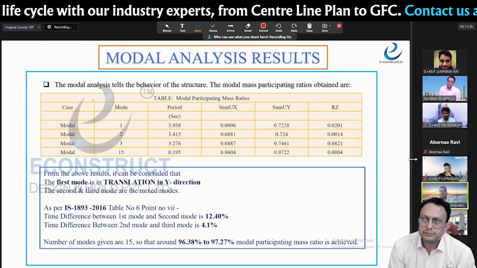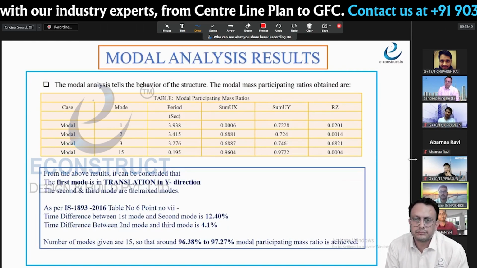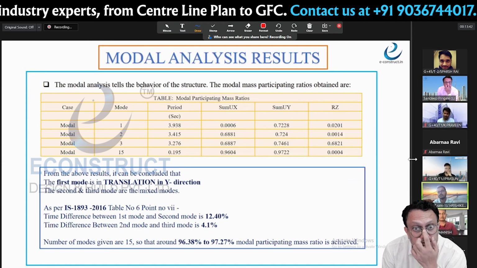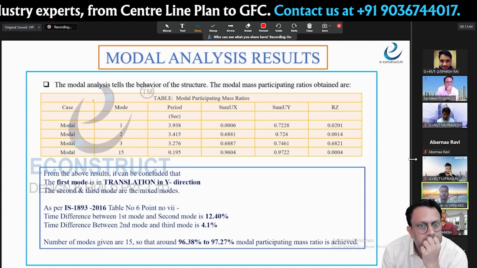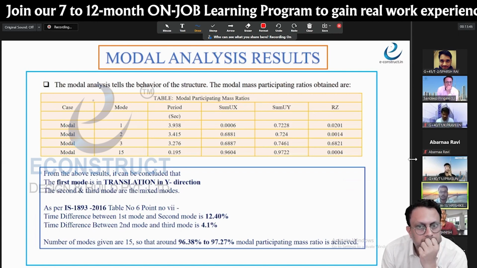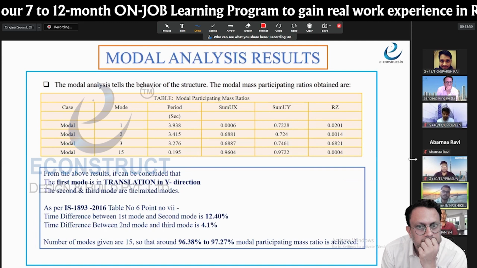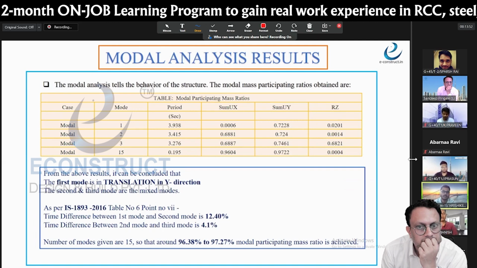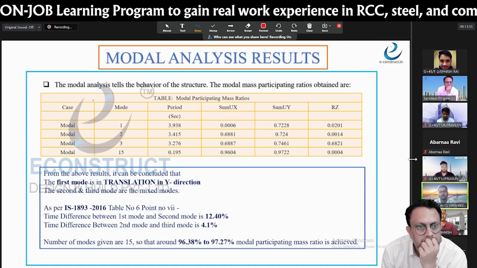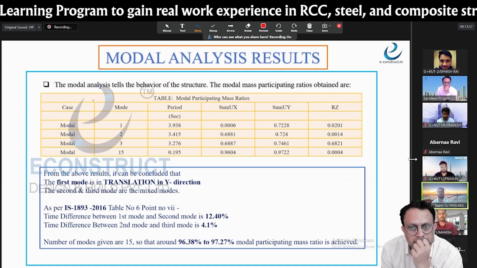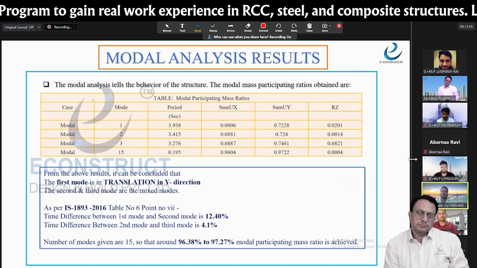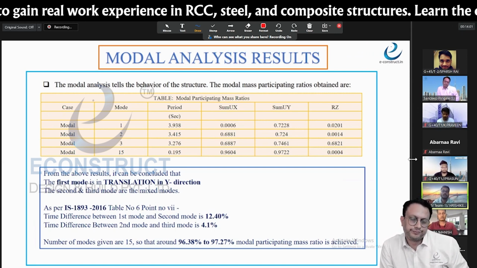Coming to the modal analysis, the first mode is purely translation. The second mode is also translation, and the third mode is torsion. But the time period difference between the first and second mode is 12.4%, and between the second and third mode is 4.1%. It is quite a mixed mode, and we have to try to control this behavior of the structure.